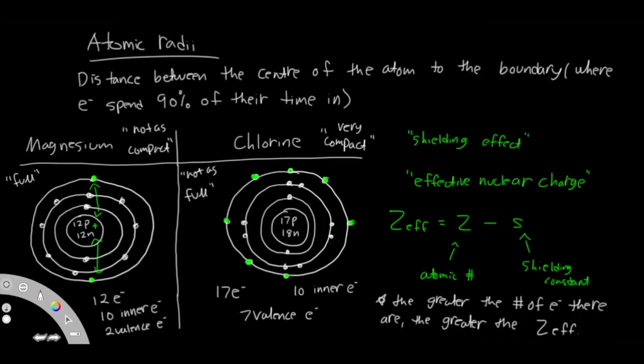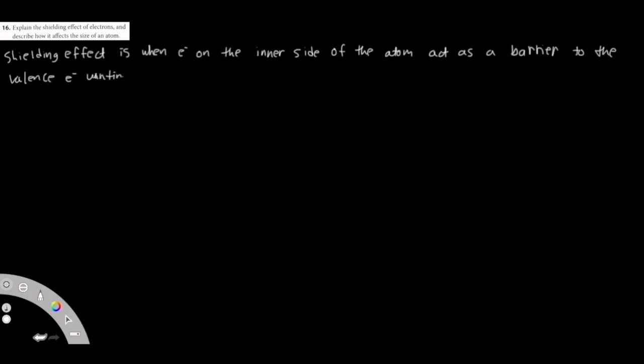All right. I want to have you look at a particular question. The question there says, explain the shielding effect. So what is the shielding effect? The shielding effect is when electrons on the inner side of the atom act as a barrier to the valence electrons wanting to attract towards the positive nucleus. That stands for positive.